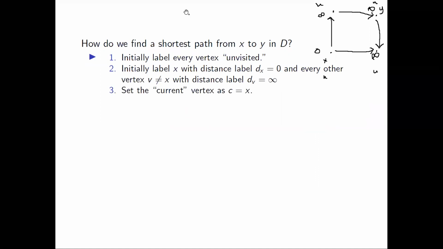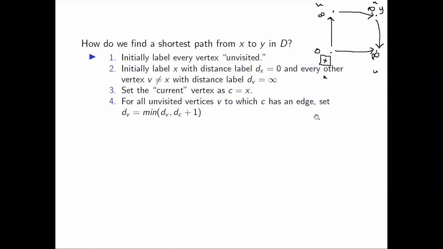We'll set the current vertex as X. So the current vertex, I will put a box around it so it's distinguished. And then for all the unvisited vertices to which the current vertex has an edge, we will change their labels if the distance label of the current vertex plus 1 is less than their current label. So the distance label of the current vertex right here is 0. So 0 plus 1, we can look at both of the neighbors of our current vertex.